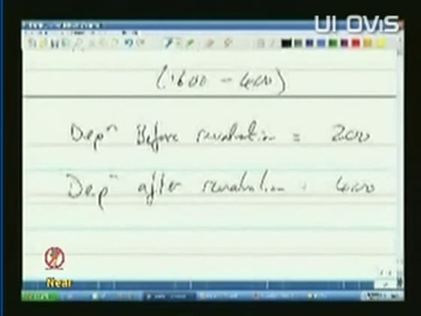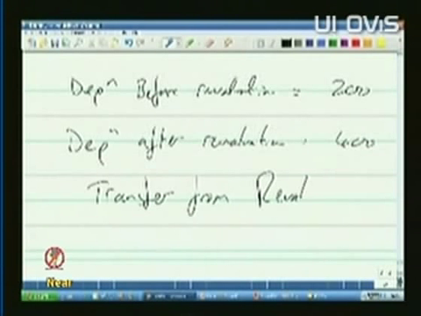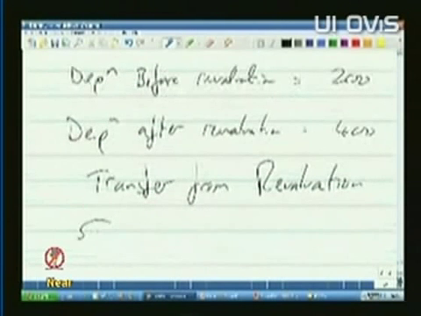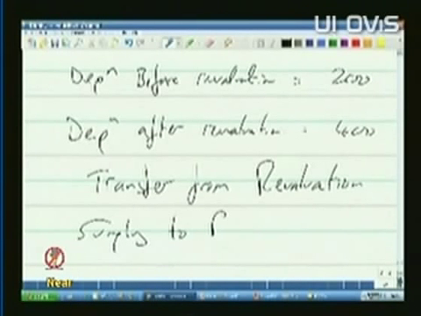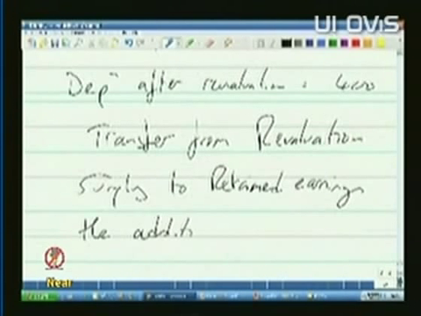Okay? So what I am allowed to do, and what most companies would do, is I would now transfer from the revaluation surplus to retained earnings the additional depreciation. Now I'm doing this to maintain my retained profits. Okay? So the reason I'm doing this is because I don't want to penalise my shareholders for having done the revaluation in the first place. So I'm taking some of the revaluation reserve and I'm transferring it into the retained earnings.